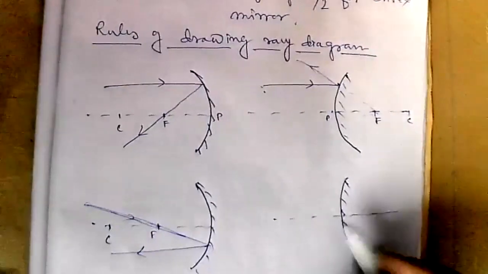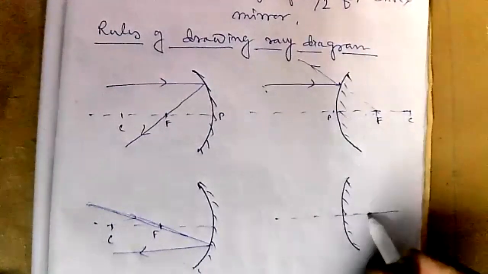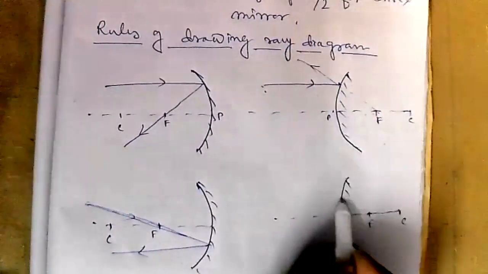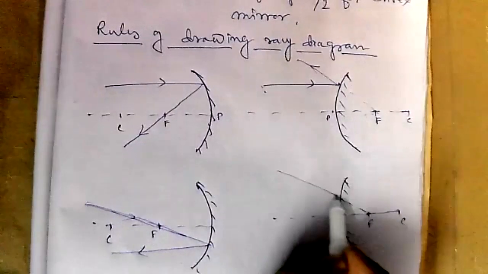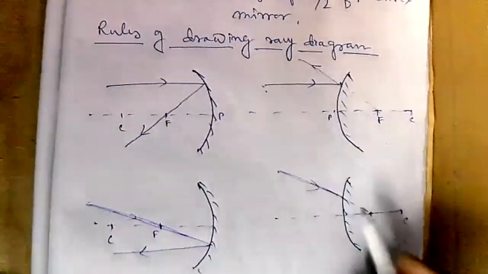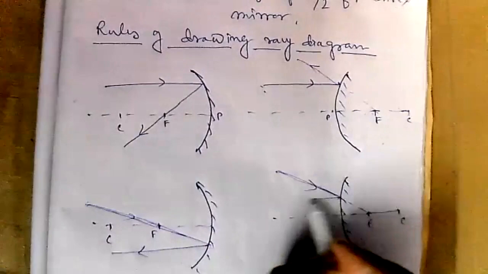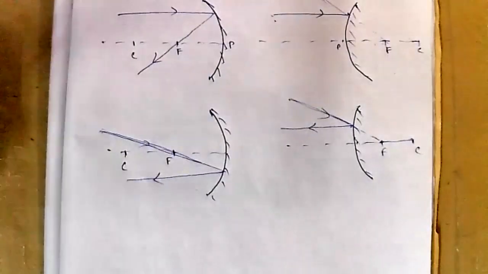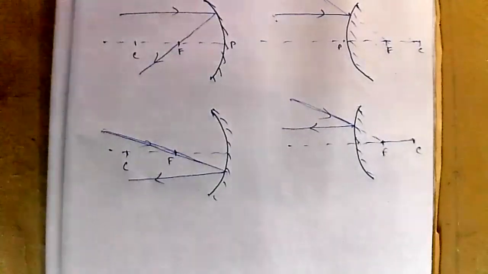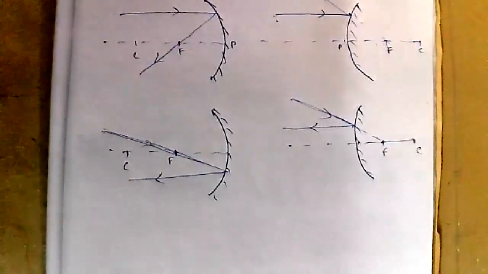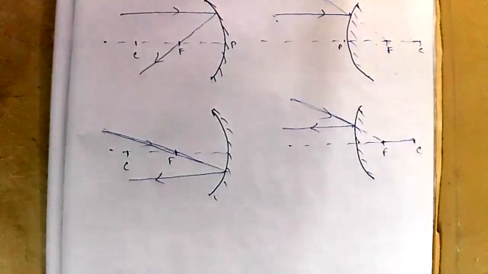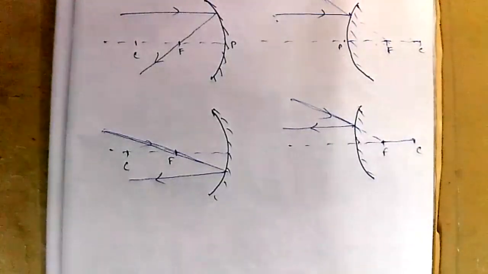Or in case of a convex mirror, any ray which is directed towards the principal focus, after reflection will go parallel to the principal axis.